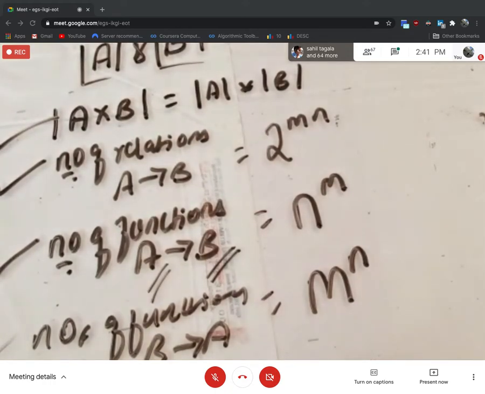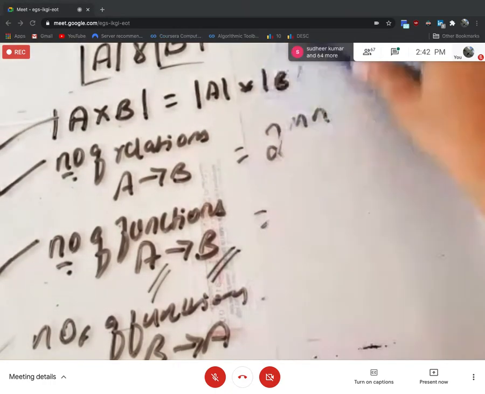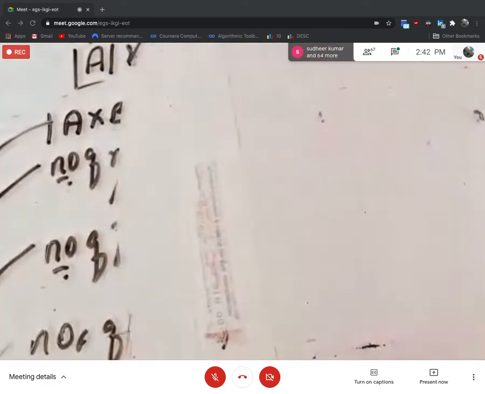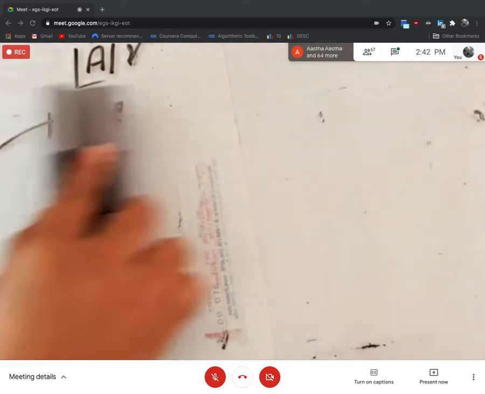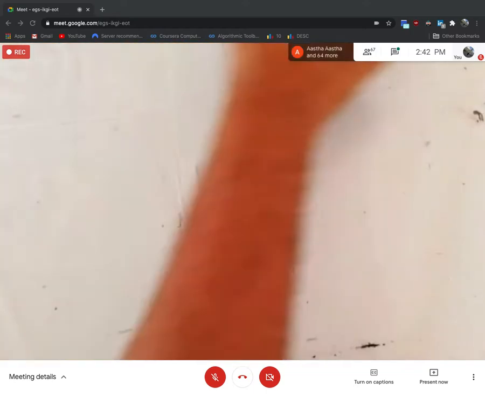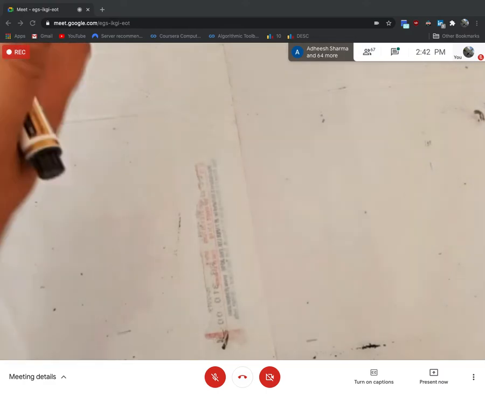Usually in the exam, he will just give you the number of elements in the domain and codomain, and he will ask you what is the total possible functions. Like this, direct questions he will ask. Sometimes he will give you the total number of functions and the number of elements in any one set, and he will ask you the number of elements in the other set. Based on this, I'll give you one simple question.